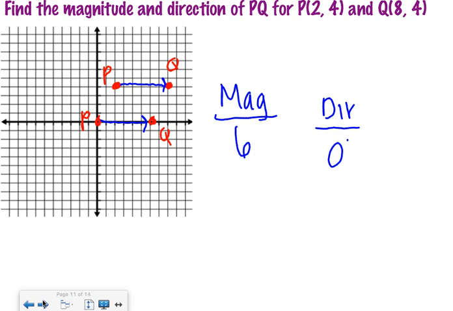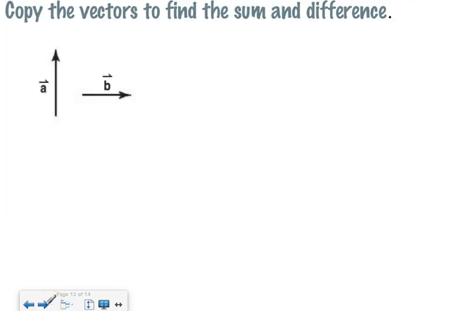Okay, one more little thing we gotta talk about. It says copy the vectors to find the sum and difference. What does sum mean? Adding. What does difference mean? Subtract. Okay, so we're gonna start with adding the sum. So I can cheat a little bit and you guys can't, but which is good, otherwise you would have no idea what I'm doing up here.